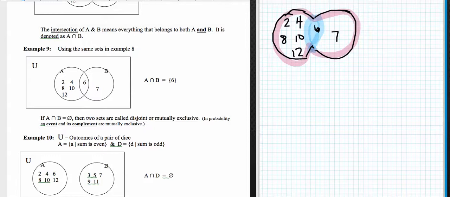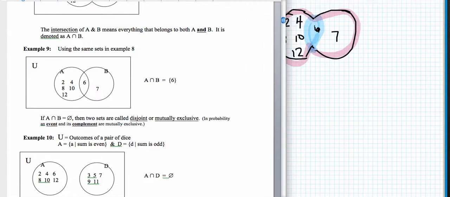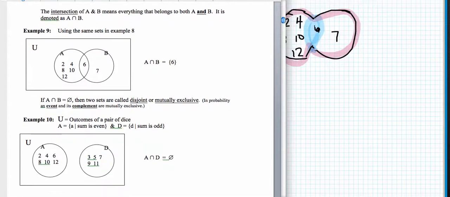Now, if two sets are disjoint or mutually exclusive, like we were seeing with A and C before, then they're going to have a null set for their intersection. So here's an example where we see that intersection being a null set. If we look at the outcomes of our pairs of dice as being our universe, and we look at all the sums that are even, 2, 4, 6, 8, 10, and 12, and all of our sums that are odd, 3, 5, 7, 9, and 11, you see that sets A and D are mutually exclusive of one another. In other words, there is no overlap; the intersection is a null set.